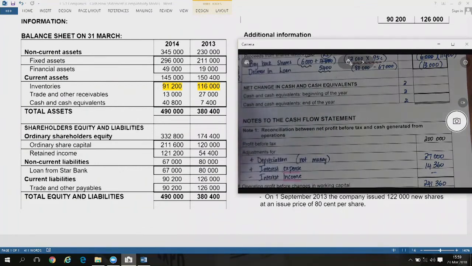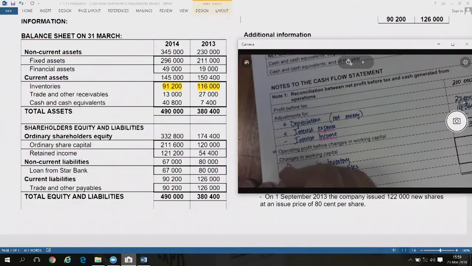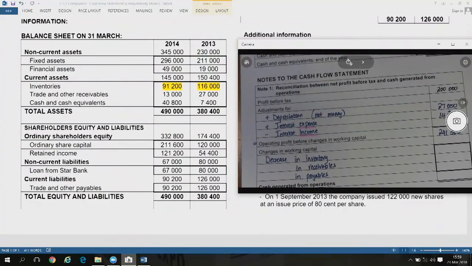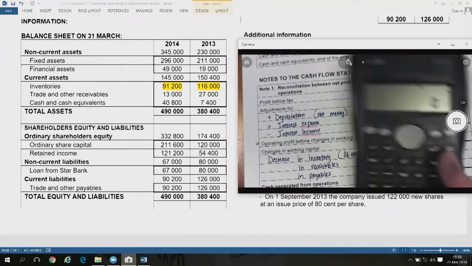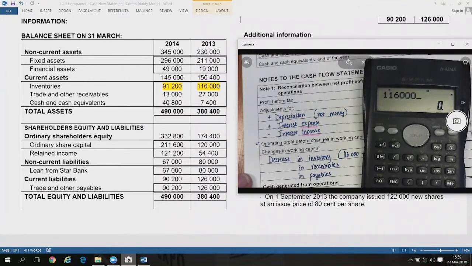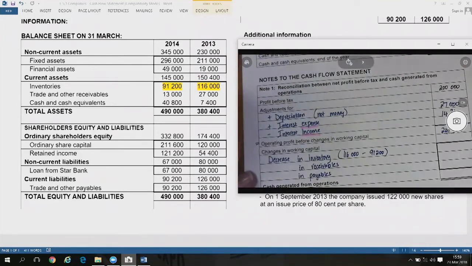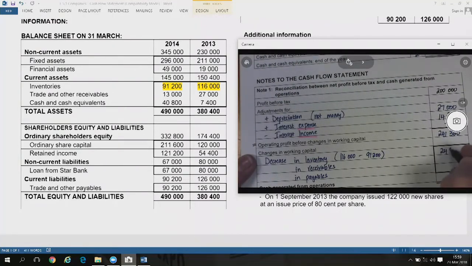A decrease. What is the meaning of a decrease in inventories? That there is money in, because we sold our stock. It's not easy to do these calculations when you're busy. I just want to show you, 116,000 minus 91,200, and that gives you 24,800 positive, because the money comes in.